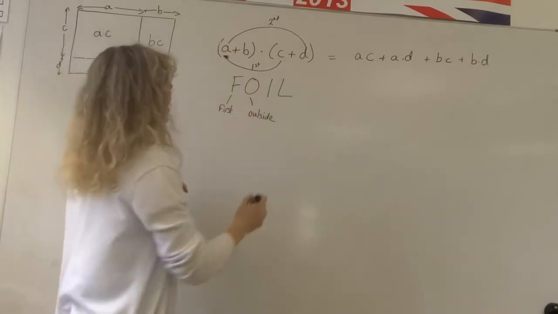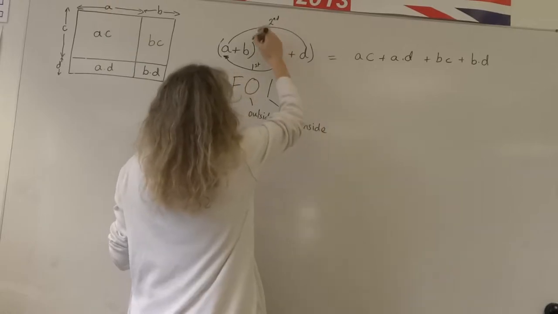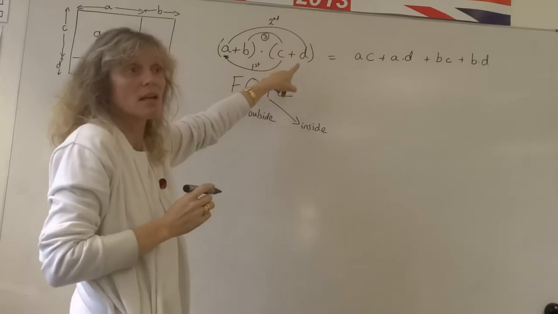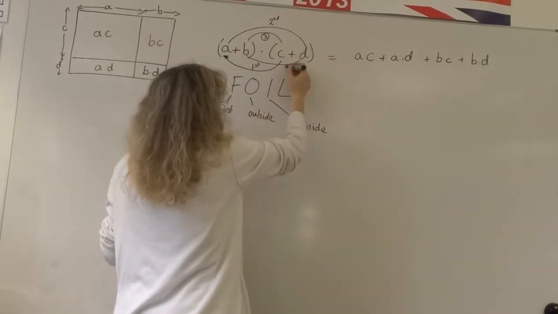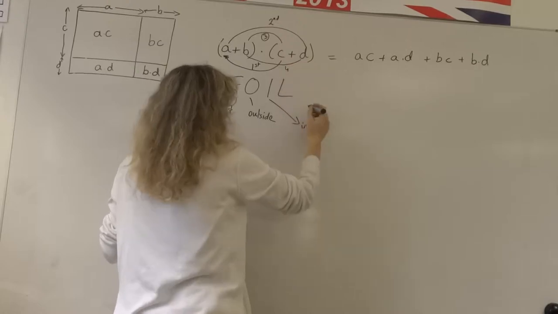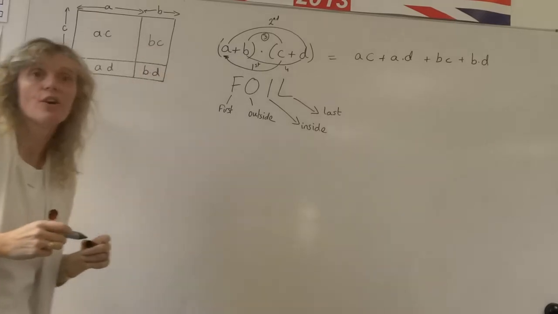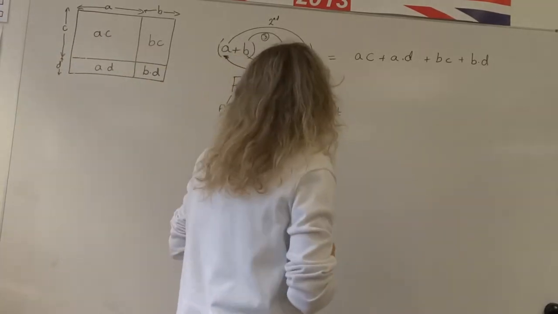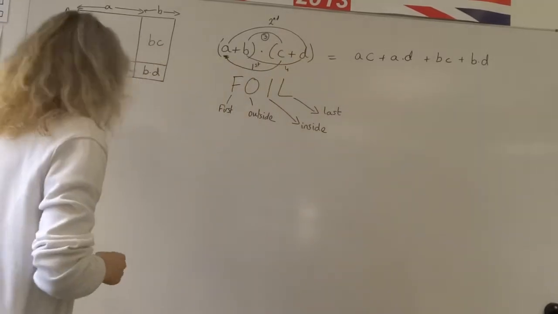And now we have I, the inside two. So our step 3 would be to take b times c. And then our final step would be to finish it all off with the last two, our step 4. So FOIL: first two, outside two, inside two, last two. And we would get the same answer here. How do we use this then in algebra?